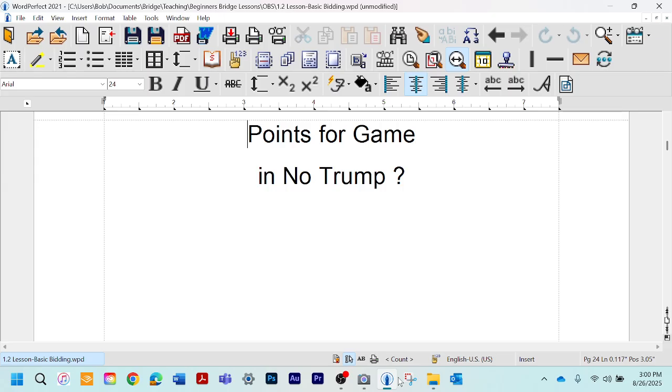As you saw in the scoring video I had before this, you only need to bid and make 3 above book, or 9 tricks total, to get game in no trump. And the minors are clubs and diamonds.